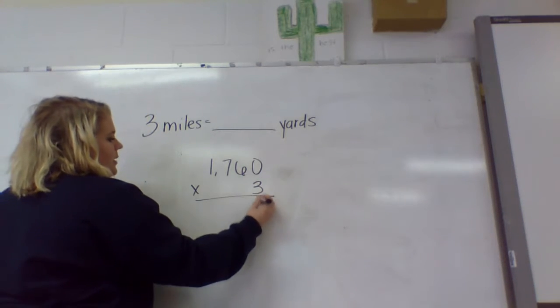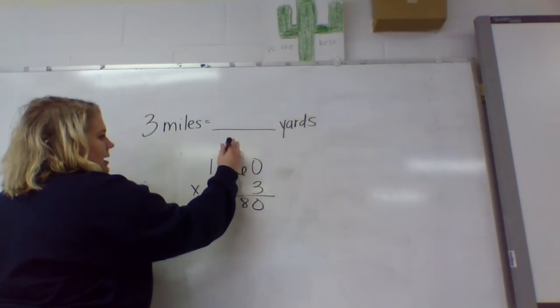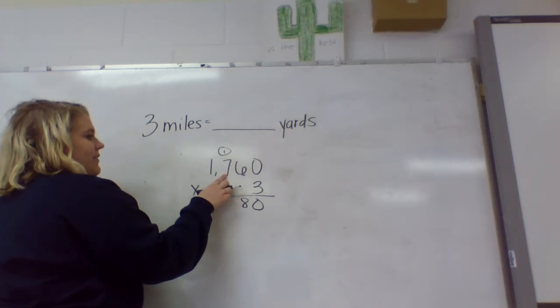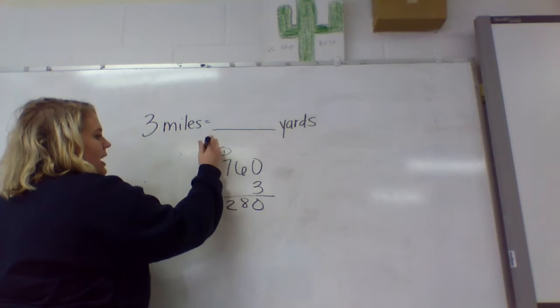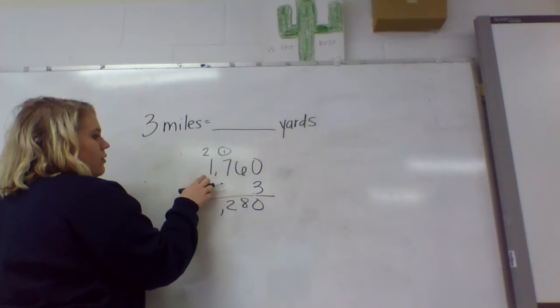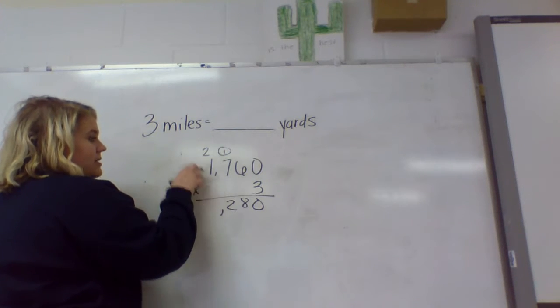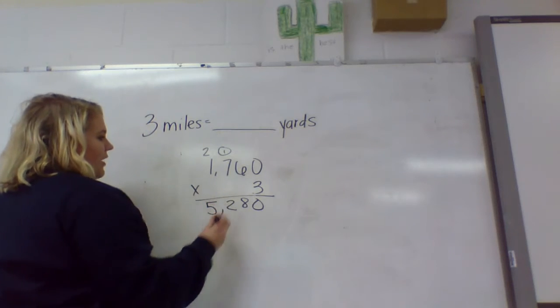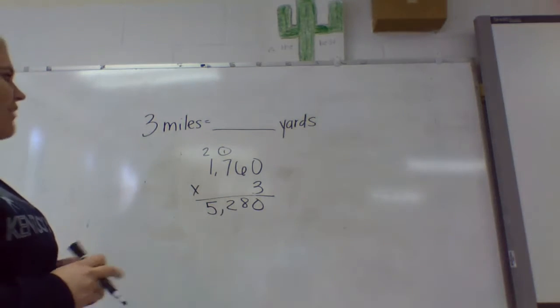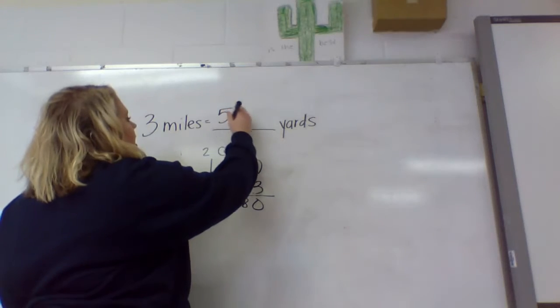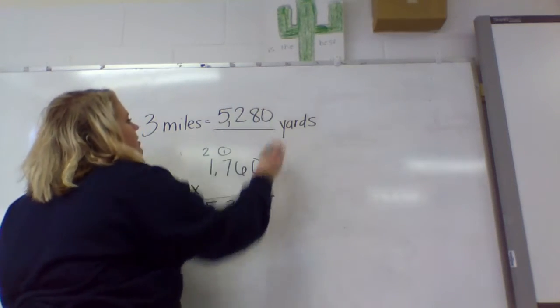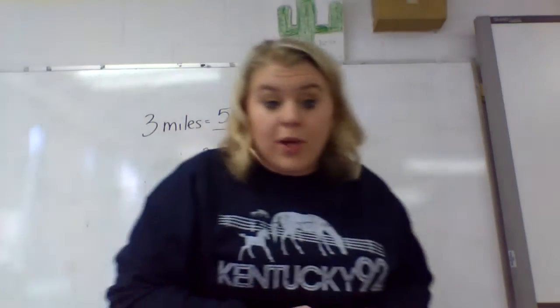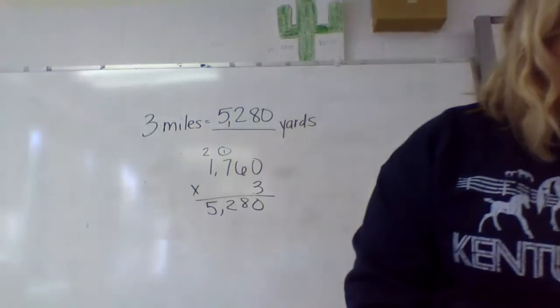3 times 0 is 0. 3 times 6 is 18. Carry my 1. 3 times 7 is 21 plus 2 is 22. 3 times 1 is 3 plus 2 is 5. So there are 5,280 yards in 3 miles.